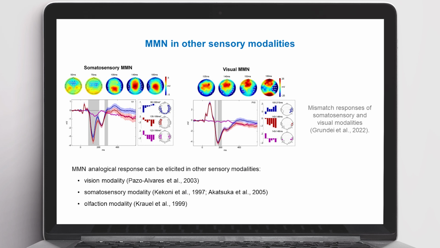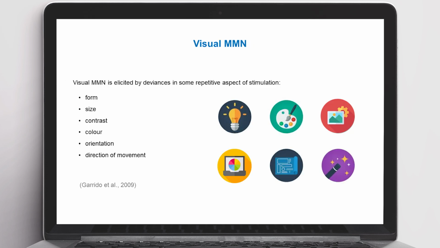It should be noted that mismatch negativity has its analogs in other sensory modalities as well, and is elicited by any deviances in the repetitive sensory stimulation: visual, somatosensory, and even olfactory. For example, in the case of the visual modality, the mismatch negativity effect can be caused by variations in shape, size, contrast, color, and other features.